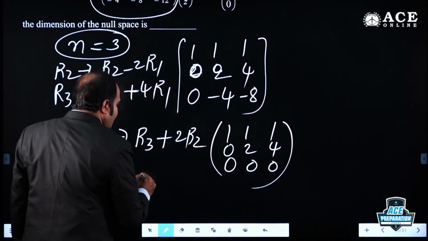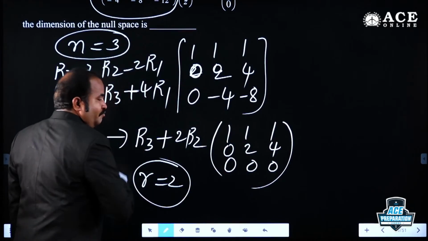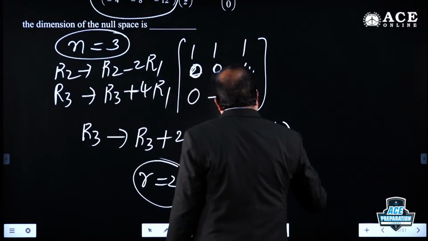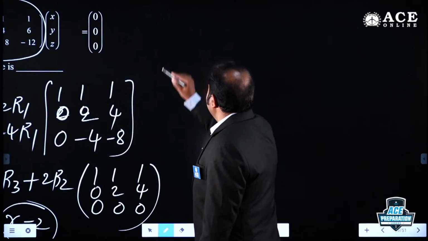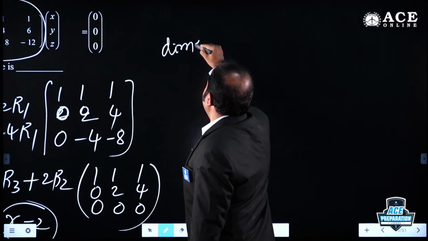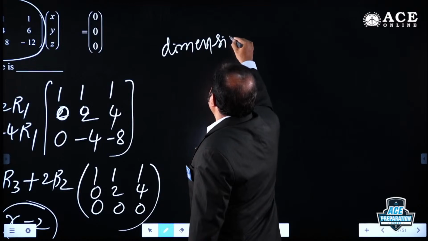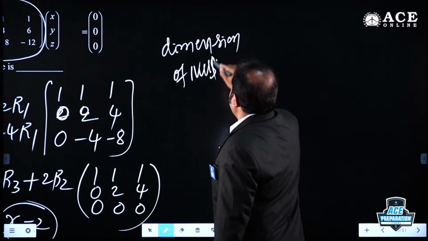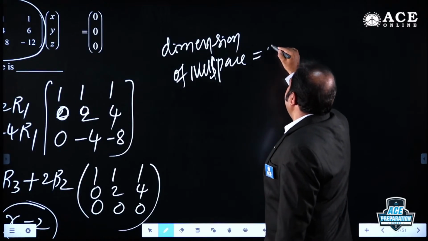So very clear, rank of this matrix is 2, or not? Means what? Infinitely many solutions will be there. Out of infinitely many, how many are linearly independent means what? Nullity. So dimension of the null space, that is nullity, equal to n minus r.